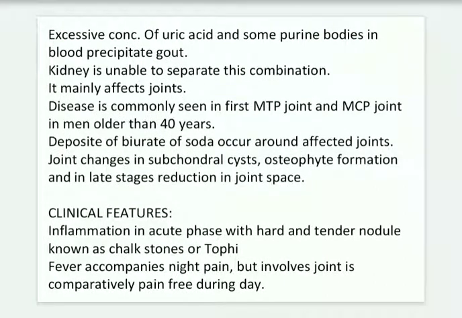Mostly the kidney is unable to separate this combination of purine bodies and uric acid concentration, and the deposit of biurate of soda occurs around the affected joints. So the joint changes include subchondral cyst and osteophyte formation, and in late stages you can see reduced spaces between the joints.